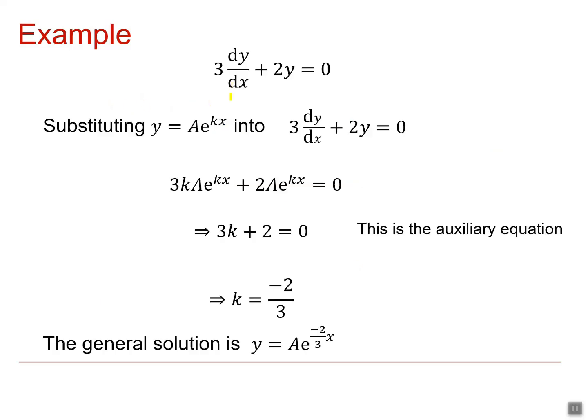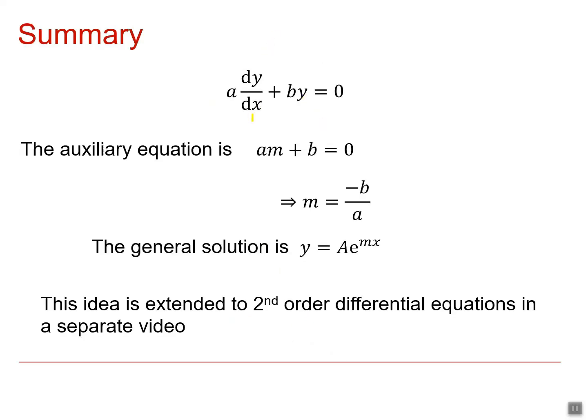So there it is written up neatly for you. There's the original differential equation. Using this as the form of the general solution, I can substitute that into the differential equation to give me this as the auxiliary equation, and the solution to this gives me the value that I use in the general solution here. So in summary then, here's our general form for this differential equation.